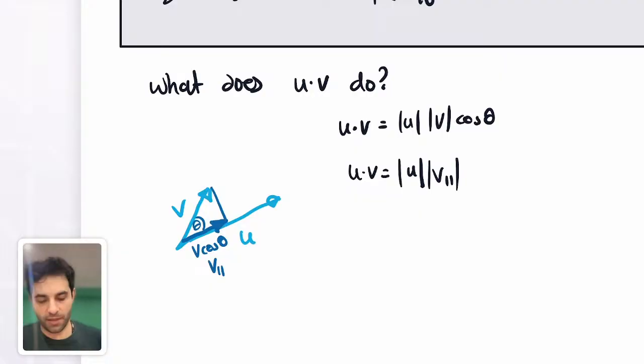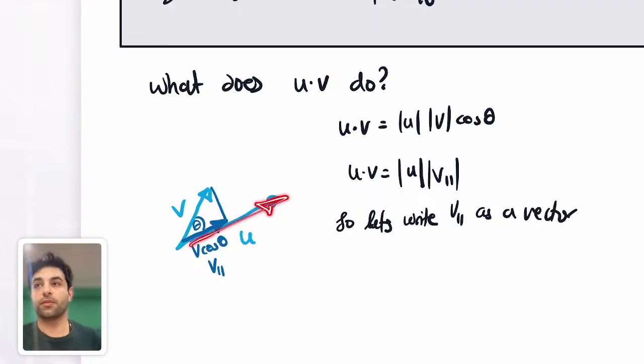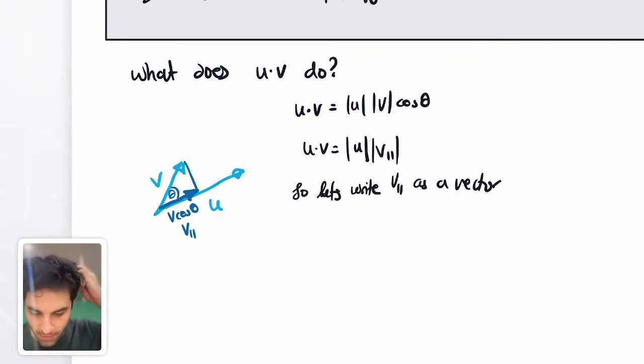And then by that logic, could I write v parallel as a vector? So let's write v parallel as a vector, okay? Do you kind of understand? It's going to be in the direction of u. You'll see that? So what I'm going to need to do is shrink it down so that it's just the right length. Do you all kind of see that?